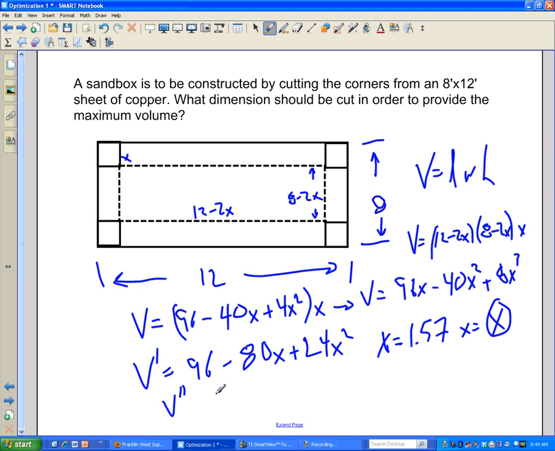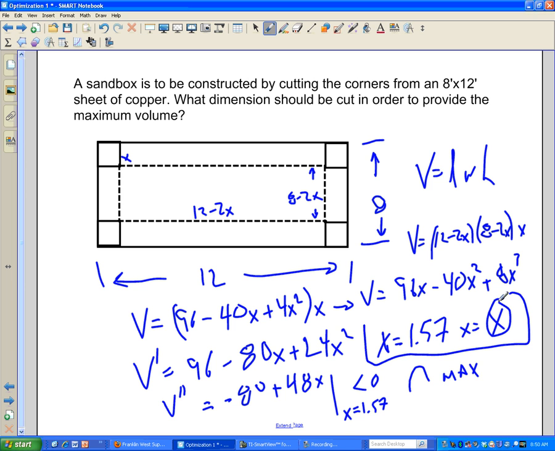We do the second derivative, and so we end up with negative 80 plus 48x. 48 times 1.5 is about 72-ish, something like that. 72 minus 80 is negative. Okay, so when x equals 1.57, we are less than 0, which means that we have something that's opening downward, which means we have a max, so we've confirmed that. We always do that second derivative test. Okay, so that's the answer.